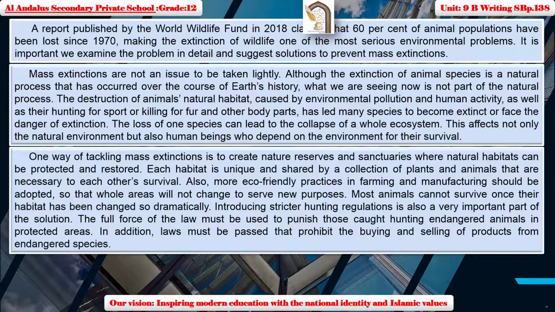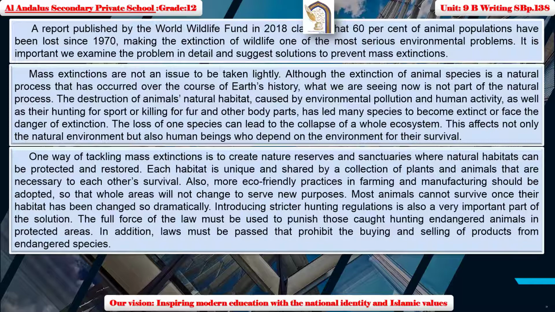One way of tackling mass extinctions is to create nature reserves and sanctuaries where natural habitats can be protected and restored. Each habitat is unique and shared by a collection of plants and animals that are necessary to each other's survival. Also, more eco-friendly practices in farming and manufacturing should be adopted so that whole areas will not change to serve new purposes. Most animals cannot survive once their habitat has been changed so dramatically.